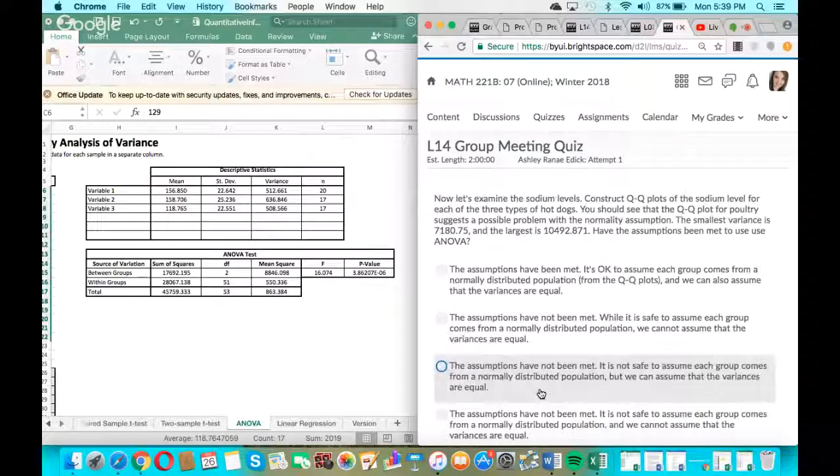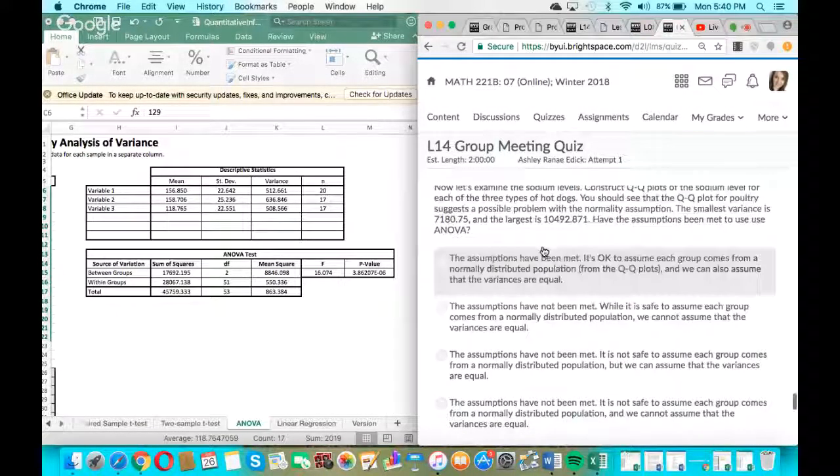Now let's examine the sodium levels. Construct QQ plots. We should see that the QQ plot for poultry suggests a possible problem with the normality assumption. The smallest variance is 7,180 and the largest is 10,492. Have the assumptions been met to use the ANOVA?